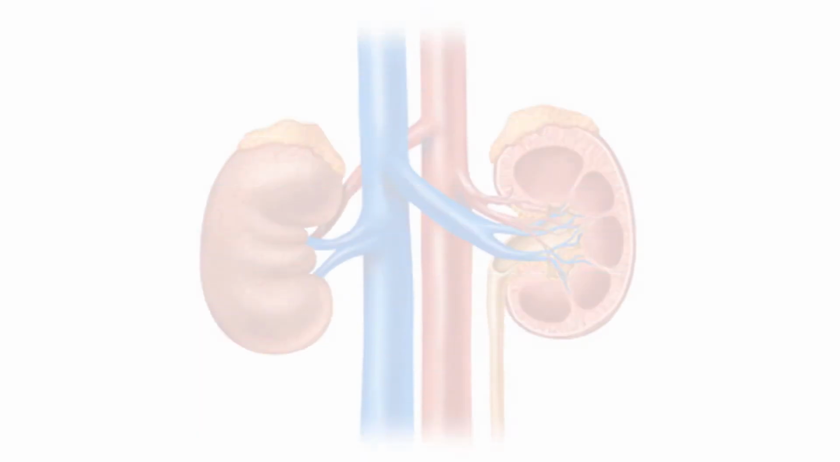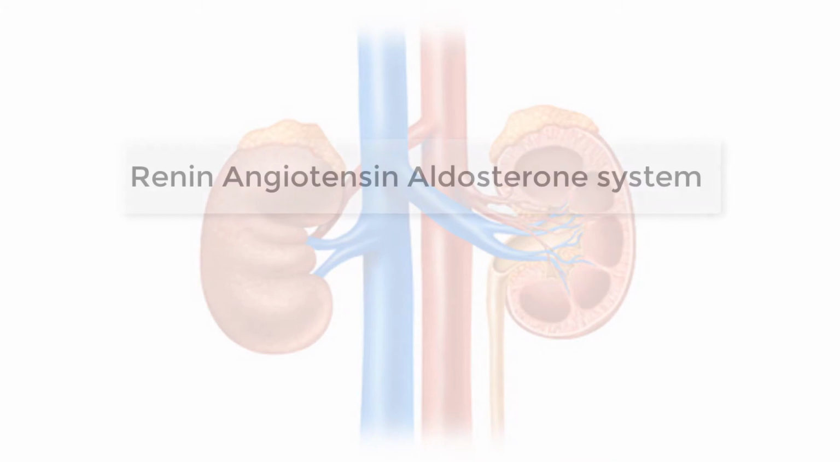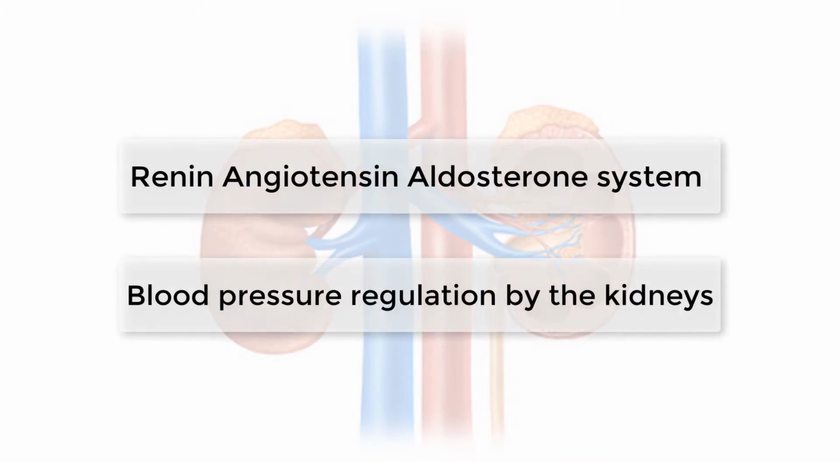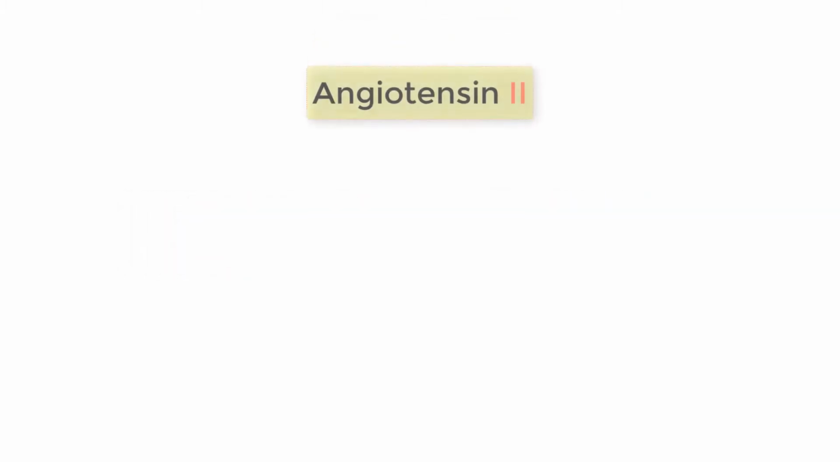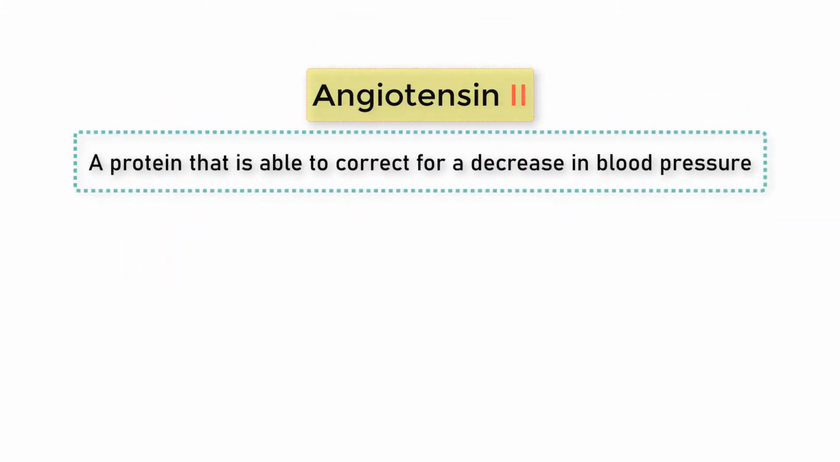In 4 steps, this video will cover the Renin Angiotensin Aldosterone system and blood pressure regulation by the kidneys. Number 1. Angiotensin II regulates blood pressure. Angiotensin II is a protein that is able to correct for a decrease in blood pressure.